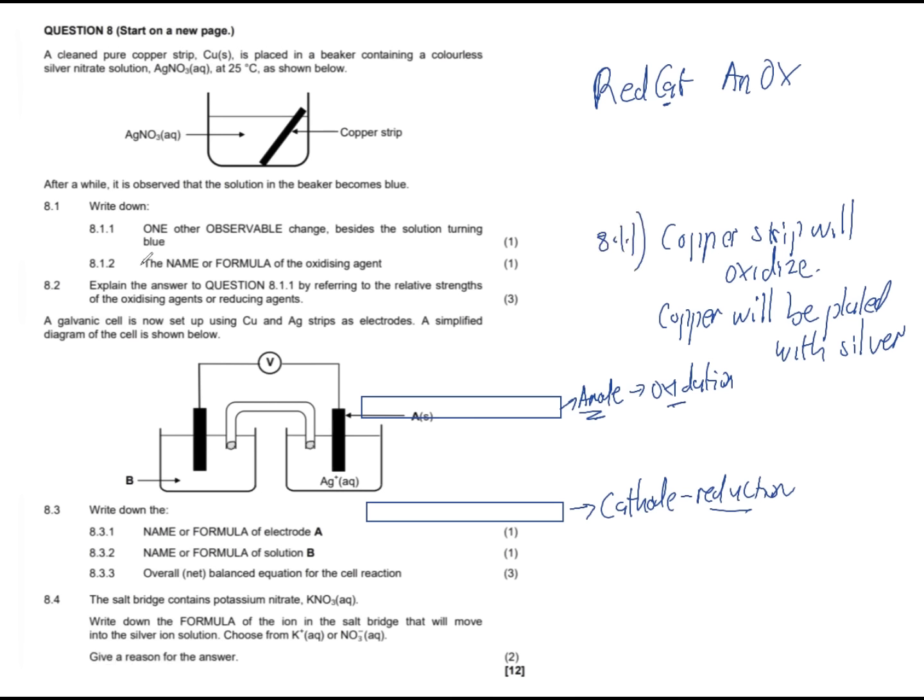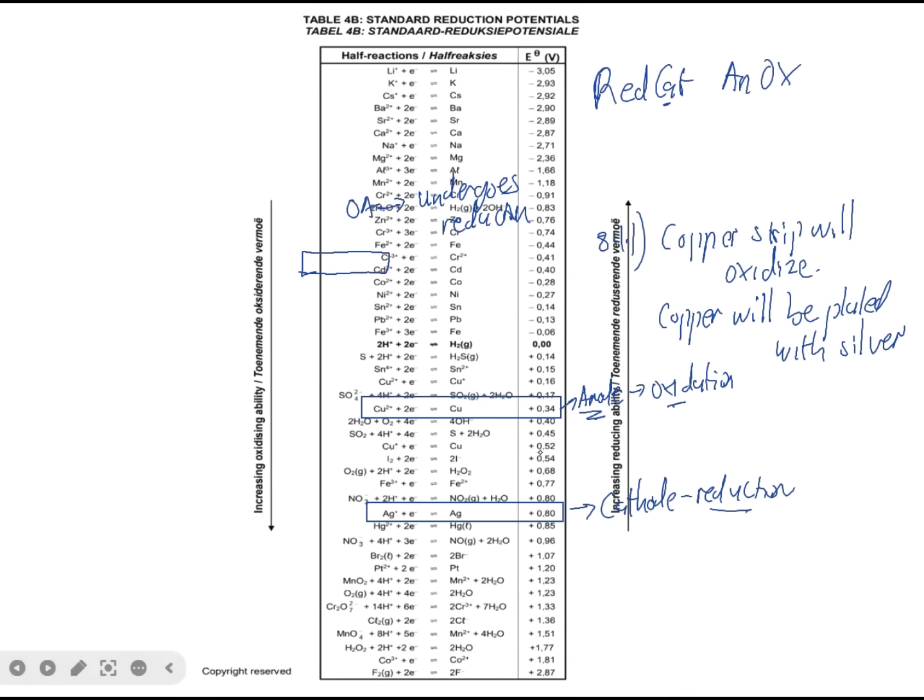Then 8.1.2 says the name or formula of the oxidizing agent. Note this, guys, the oxidizing agent is the one that undergoes what? Reduction. Always remember that the oxidizing agent undergoes reduction. This is the substance that undergoes reduction, right? If you want to observe the oxidizing agent, you have to check here. If you can see here, they've written increasing oxidizing ability. So on the left-hand side, that's where we have the oxidizing agent.